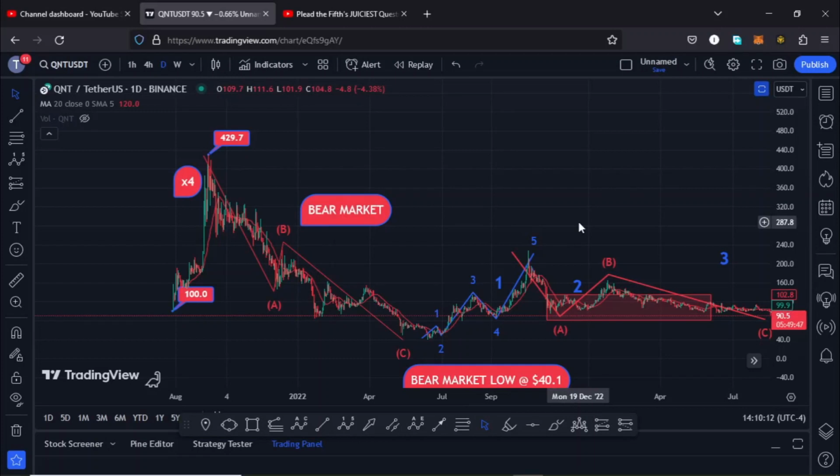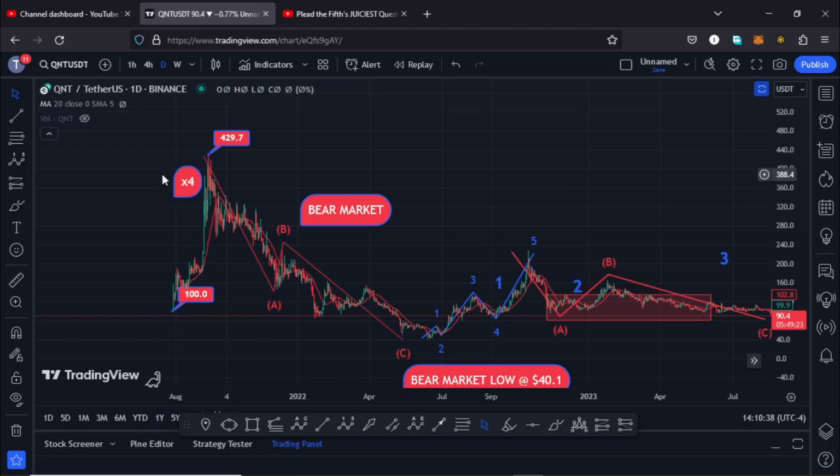Welcome back for another QNT price prediction analysis, starting the video by first sharing my long-term Elliott wave analysis here on the QNT chart. You can see that back in 2021 we saw that massive bounce to the upper side, giving us the all-time high above the $429.7 mark, which was a 4x to the upper side.